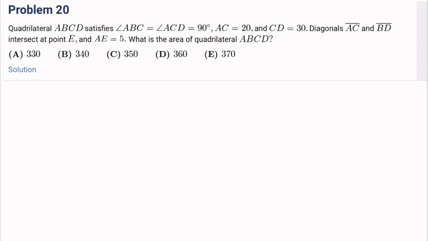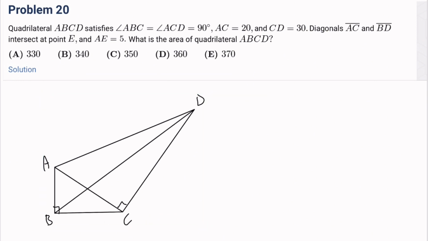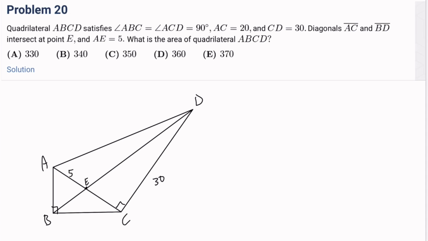Okay, so first, let's draw this diagram like this. This is quadrilateral ABCD, and as you can see, this angle is 90 degrees, that's ACD, and ABC is also 90 degrees. AC is 20, so this much is 20, and CD is 30. Diagonals AC and BD intersect at point E, and AE equals 5. So since AE equals 5, then EC would equal 15, because AC, the whole thing, equals 20.